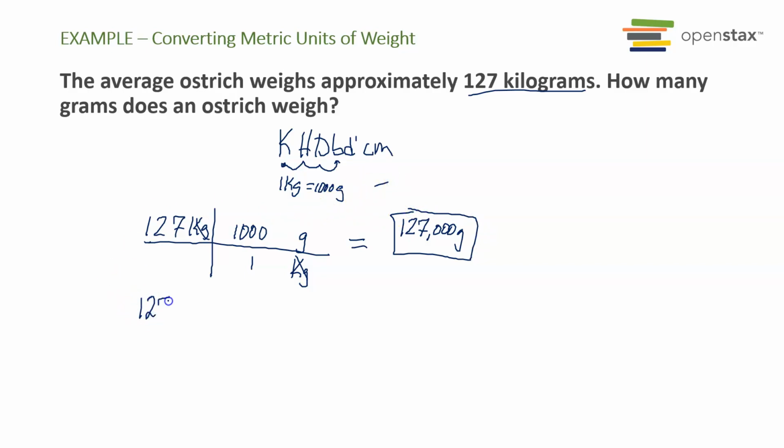Which again is really just the same thing as starting out with 127, decimal at the end, moving 3 places to the right, and every missing place gets a placeholder 0, and so it's still 127,000 grams for that conversion.